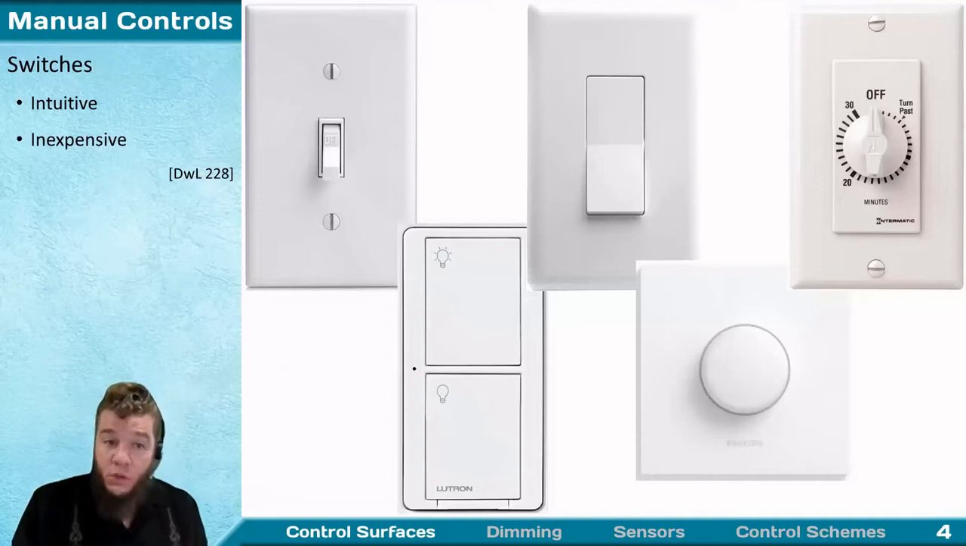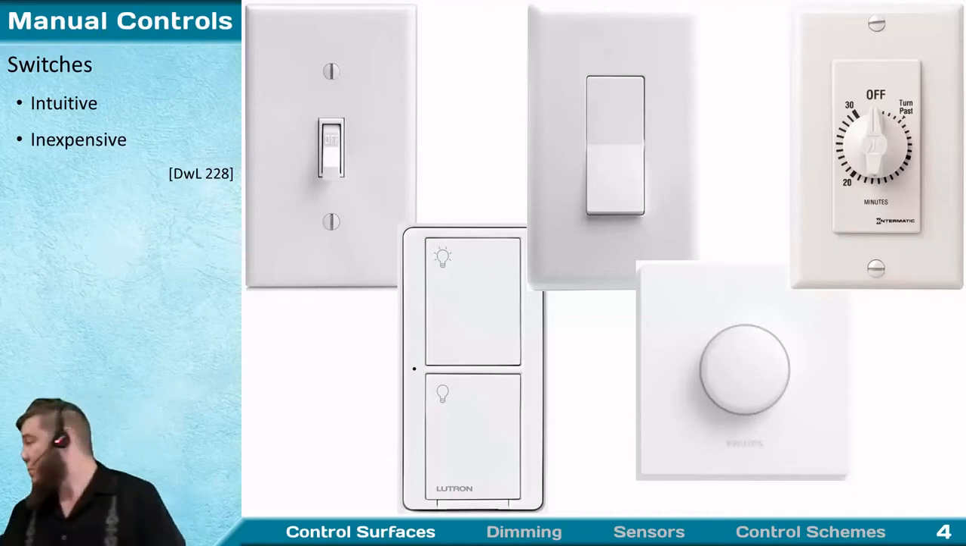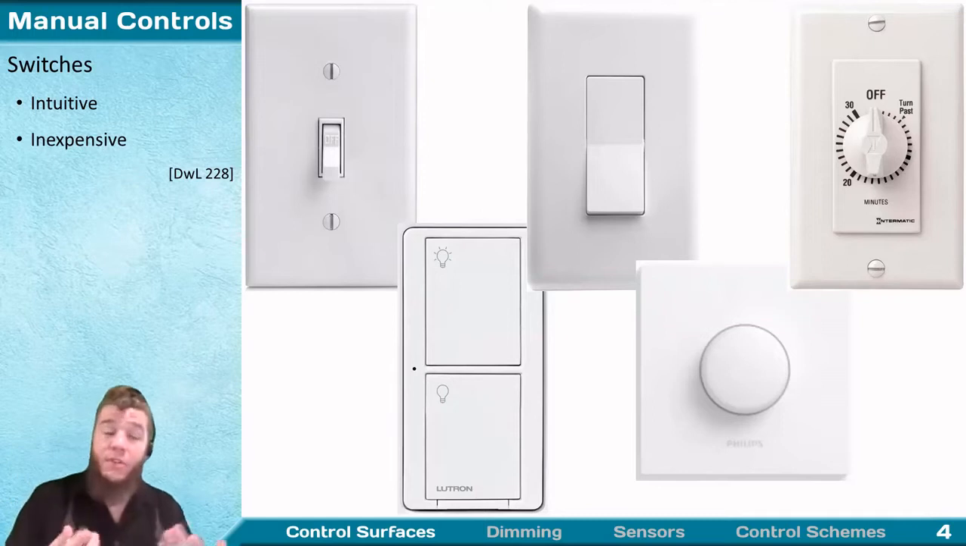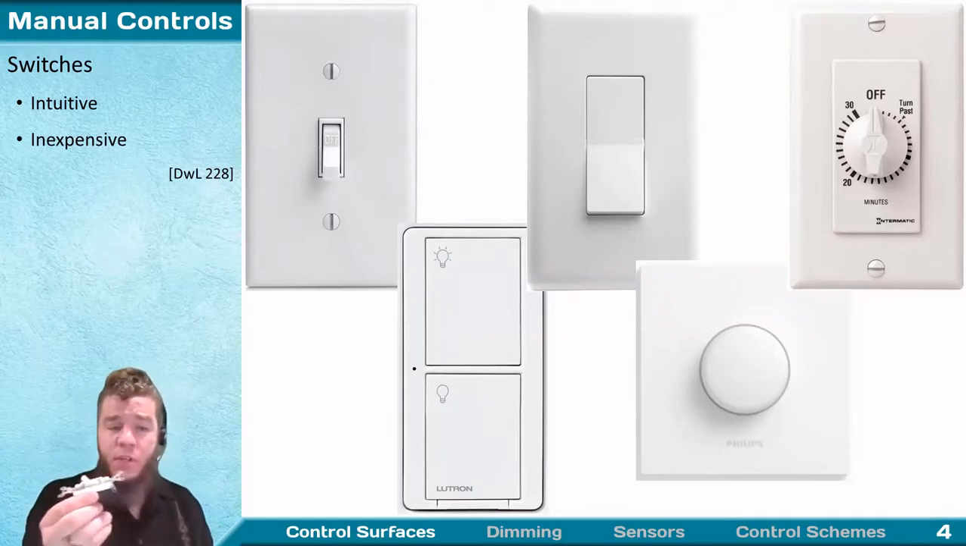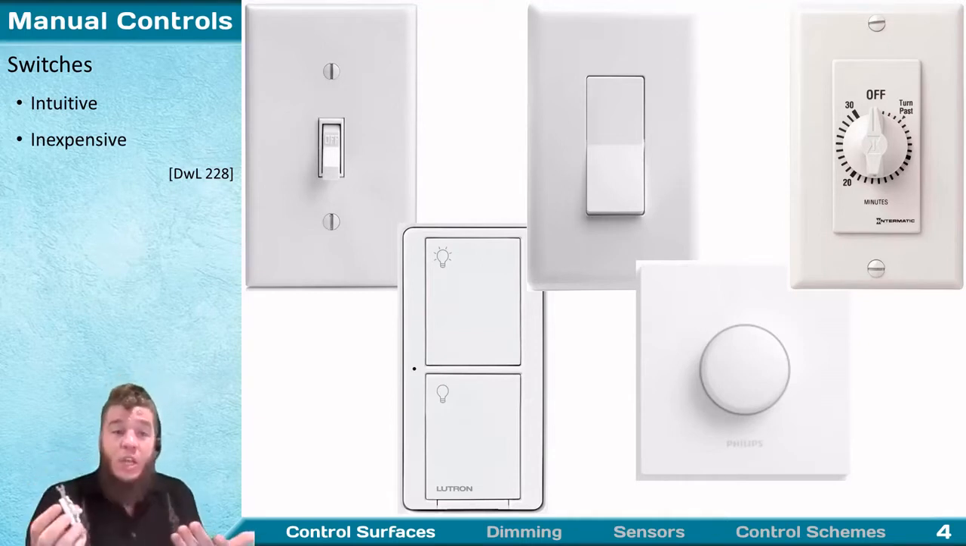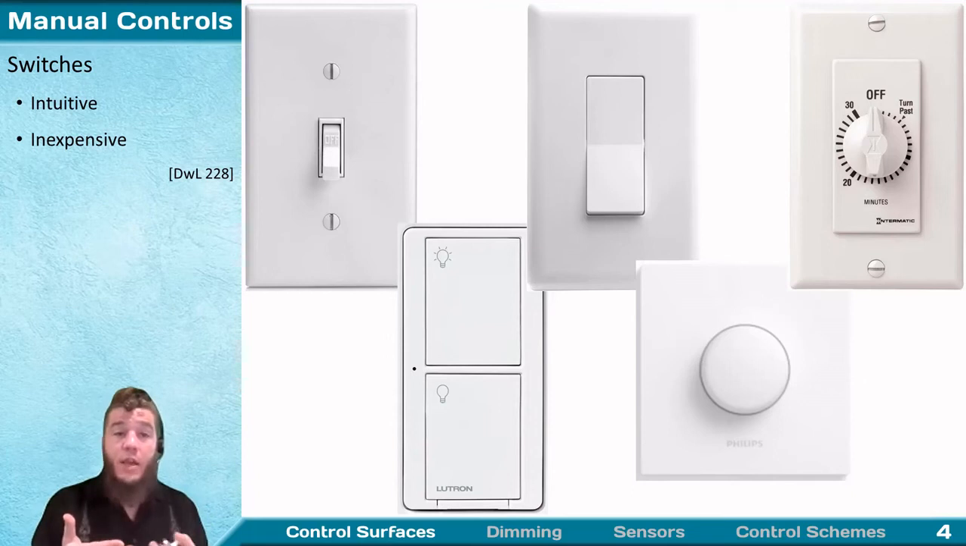So let's dig into control surfaces. And first up, of course, is the conventional switch. And there's a lot of ways that we can realize switching. So a switch is a very simple device. Essentially, it just provides a break in your electrical control system and shuts off the power to the downstream devices. So this works, of course, for everything, not just lighting, but any powered loads you have in your space. Switches are great because they're intuitive and they are dirt cheap.